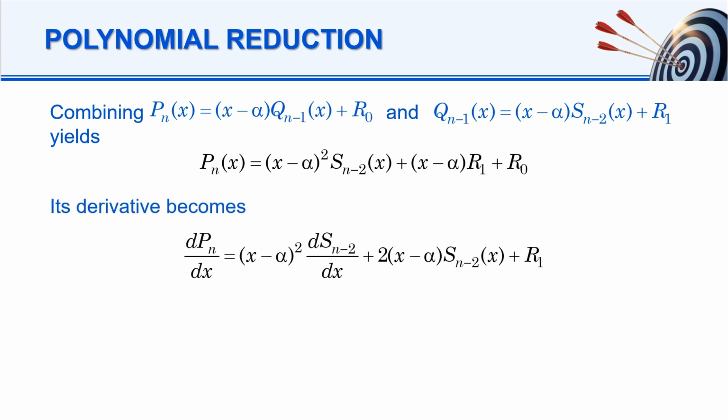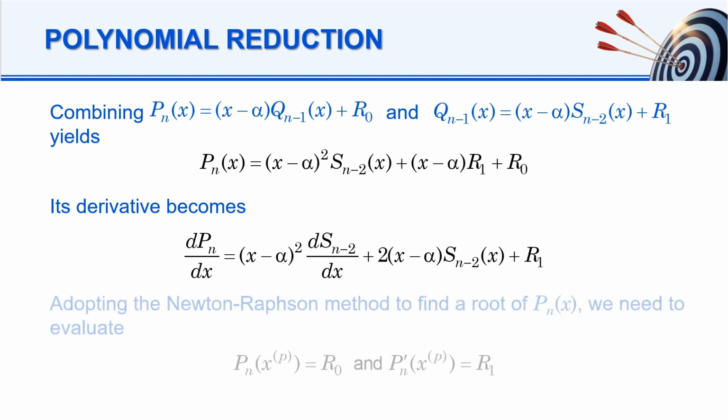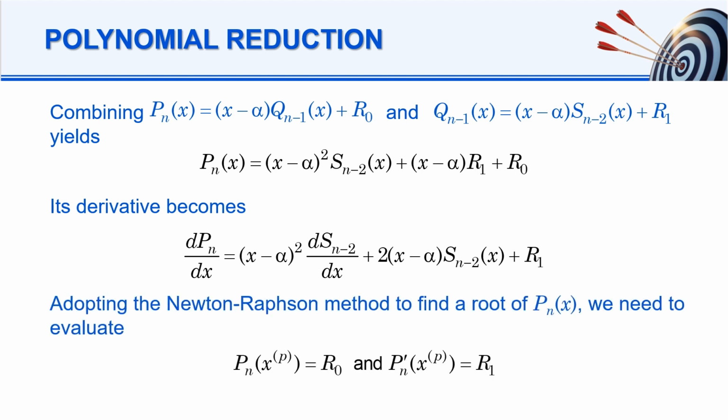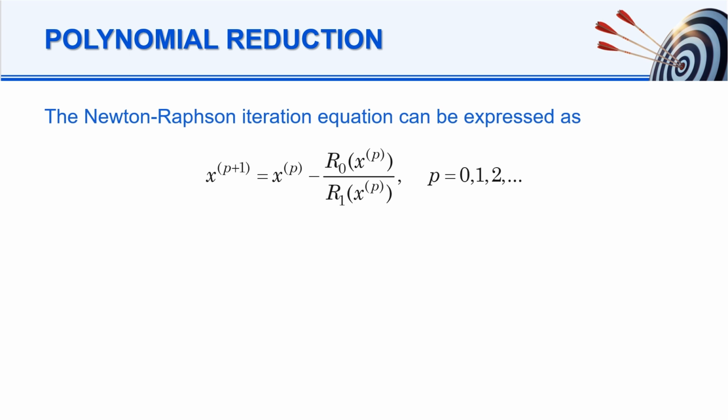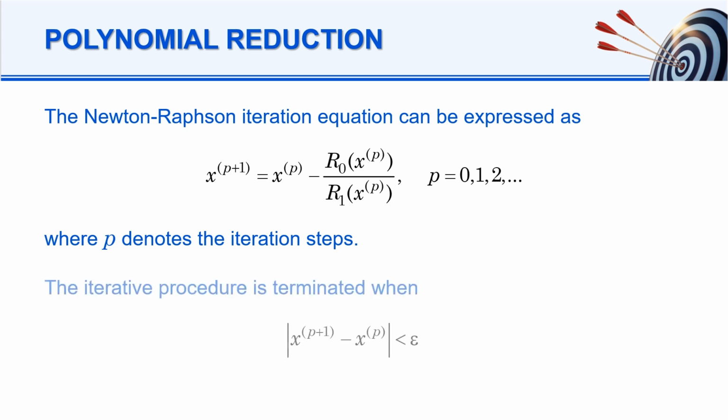Its derivative becomes the following. Adopting the Newton-Raphson method to find a root of p sub n of x, we need to evaluate the following. Then, the Newton-Raphson iteration equation can be expressed as follows, where p denotes the iteration steps. The iterative procedure is terminated when the absolute difference between the current and prior estimates is less than a tolerance value.